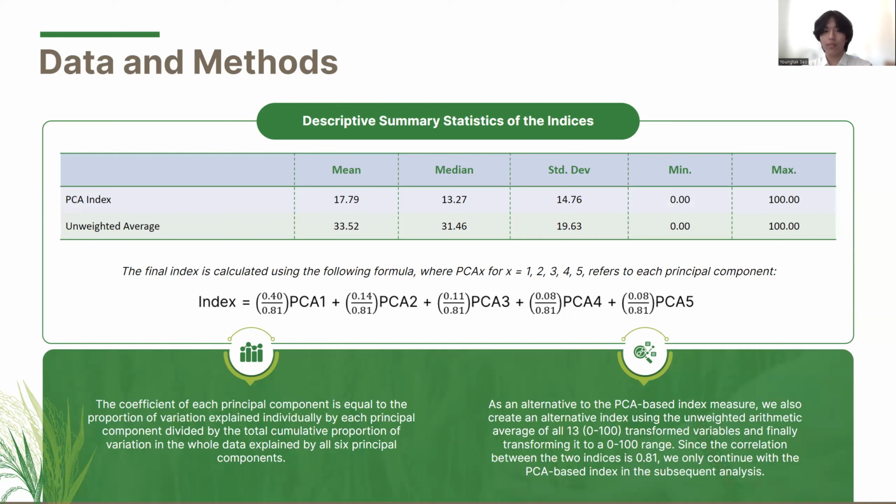As an alternative to the PCA-based index measure, we also create an alternative index using the unweighted arithmetic average of all 13 transfer variables and finally transforming it into a 0 to 100 range. Since the correlation between the two indices is 0.81, we only continue with the PCA-based index in the subsequent analysis.